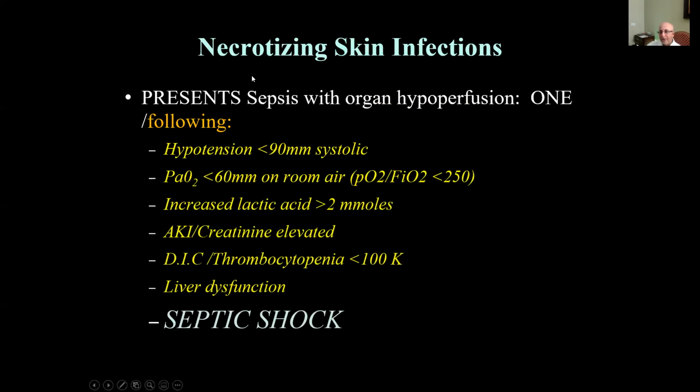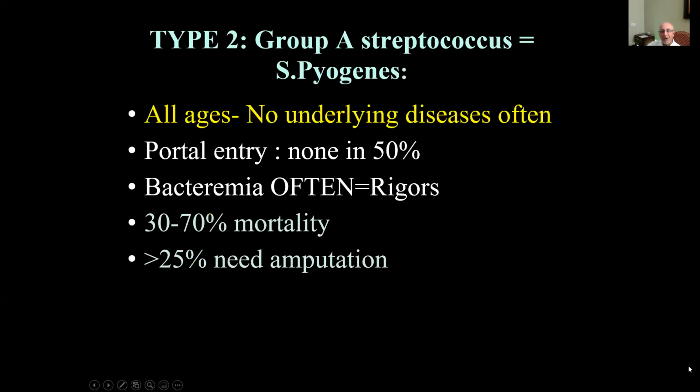In contrast, the necrotizing skin infections that we are challenged with present with sepsis with organ hypoperfusion or severe sepsis or septic shock. The patient may be hypotensive, hypoxemic, have increased lactic acid greater than 2 millimoles. They may have an elevated creatinine with evidence of acute kidney injury and DIC, thrombocytopenia, or they may have liver dysfunction. Any one of these organ failures signifies that the patient has severe sepsis. The patient may already be in septic shock by the time that they arrive to the emergency room.